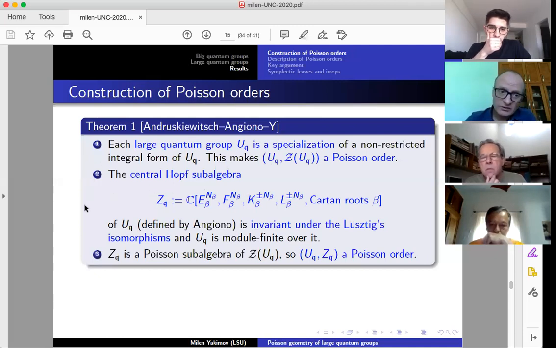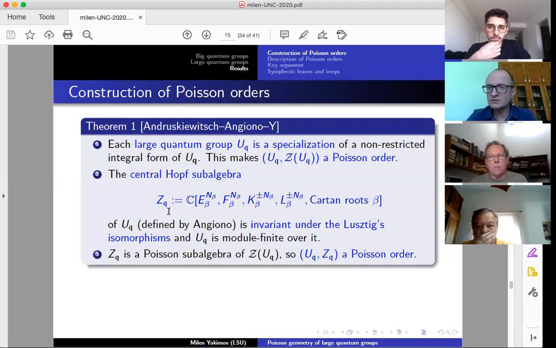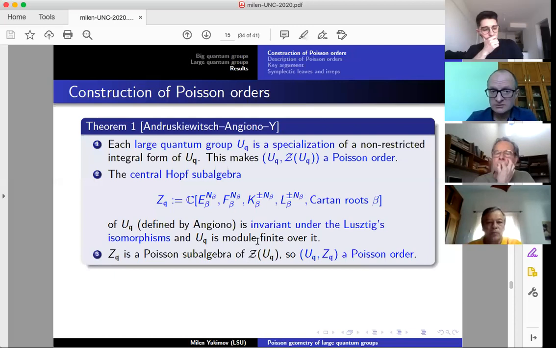So I should say that there is a small technical detail here in the case of SLMN. In the case of SLMN, UQ is not really module finite over the central subalgebra. We have to introduce one extra Cartan generator here, and I will just disregard this problem for the rest of the talk, just because it will make things slightly more technical instead of more transparent. So only in the case of SLMN, one has to introduce one extra generator here, because ZQ has dimension one less than what's needed. And then finally, the ZQ is actually a Poisson subalgebra of the central subalgebra with respect to the Poisson structure that comes from this specialization.